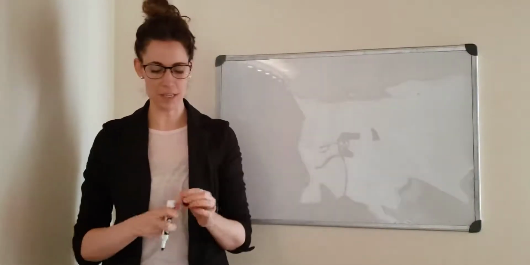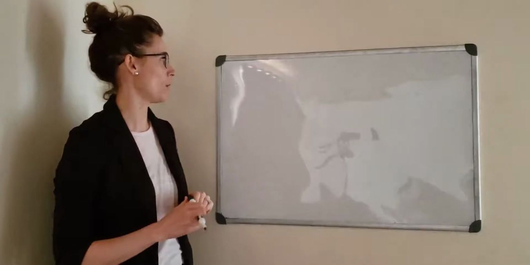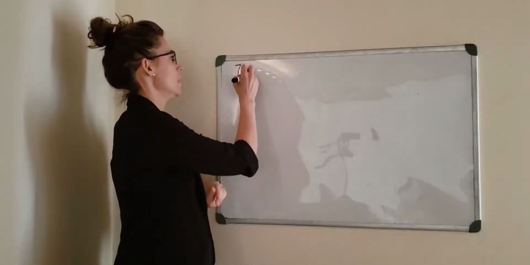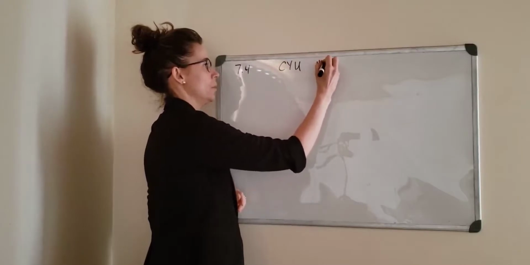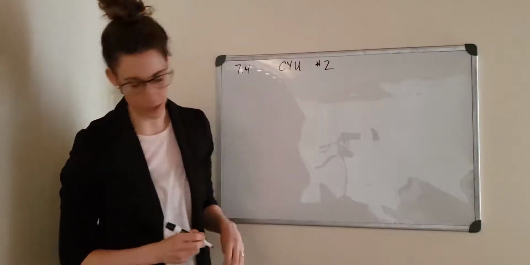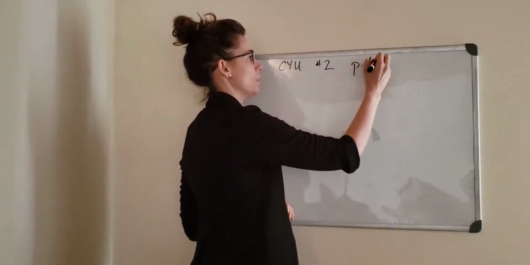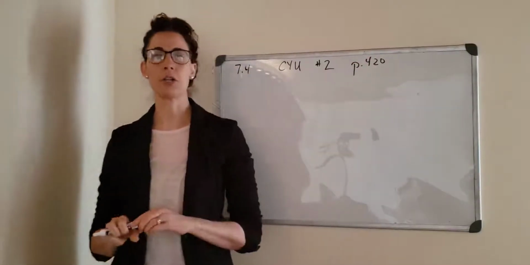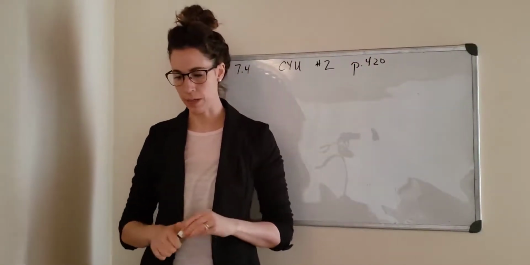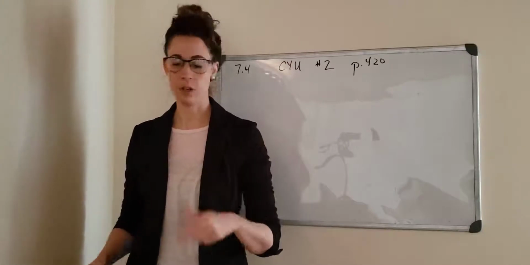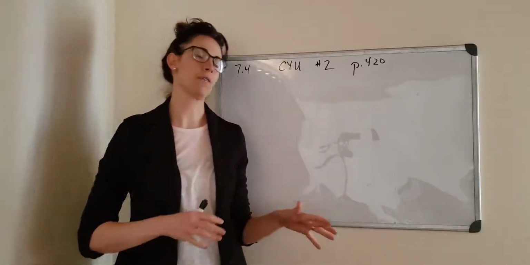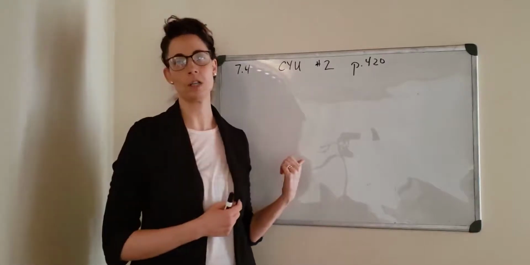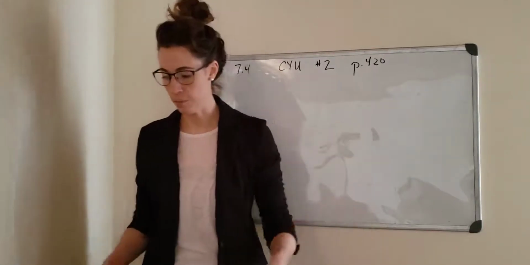Today we are going to be continuing on with 7.4. We're going to be doing your Check Your Understanding number 2, and that is on page 420. If you want to follow along in your books, I encourage you to go through the example on your own, and I will do the Check Your Understanding with you now. A good idea would be to do the example first, try the Check Your Understanding, and then watch mine, but whatever works for you.